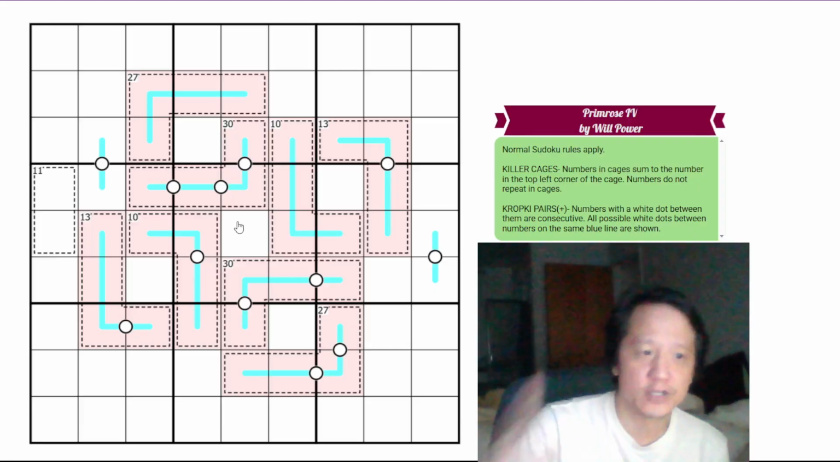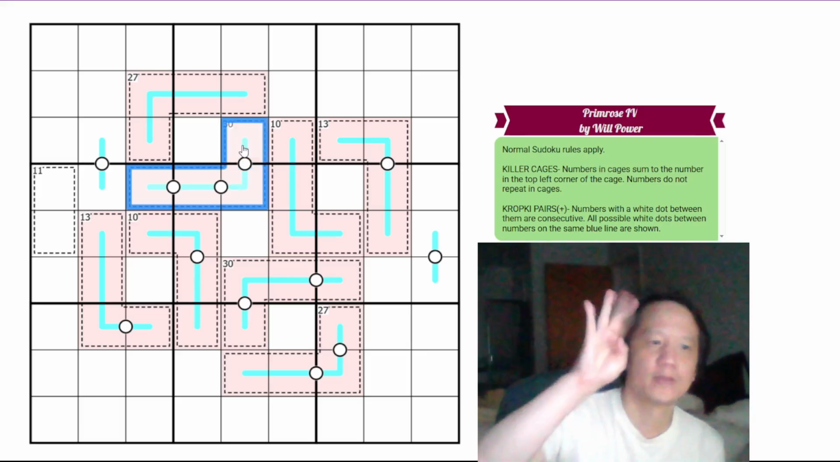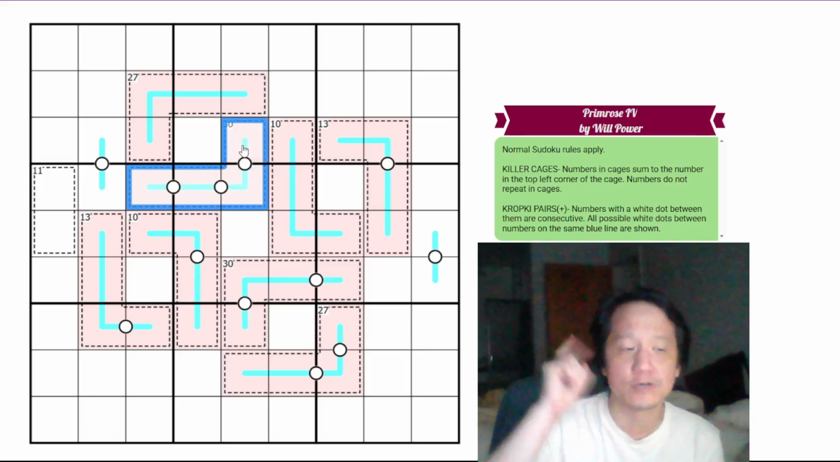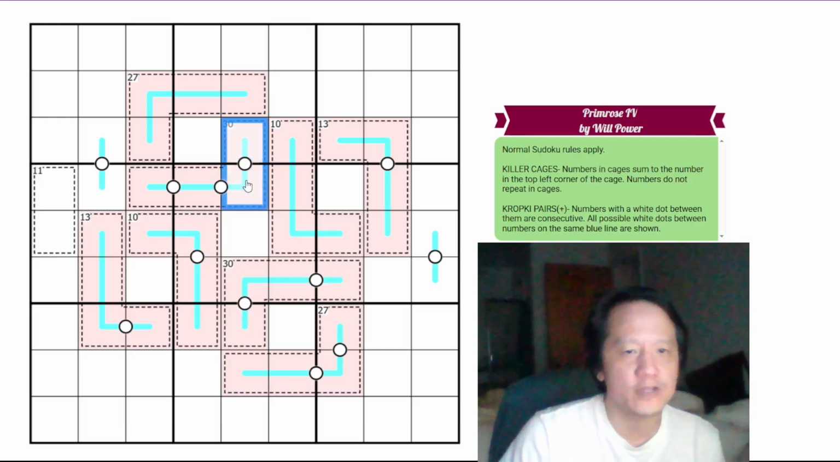Okay, first things first. You have 4 digits adding up to 30, 4 digits adding up to 10. You are guaranteed that those digits have to be 1 through 4 for the 10 cage, and 6 through 9 for the 30 cage, right? Because they're all unique, remember. Killer cages normally have to be all unique. Well, these digits are consecutive with these digits, which are consecutive, and these digits are consecutive. So it must be 6, 7, 8, 9 in some order.